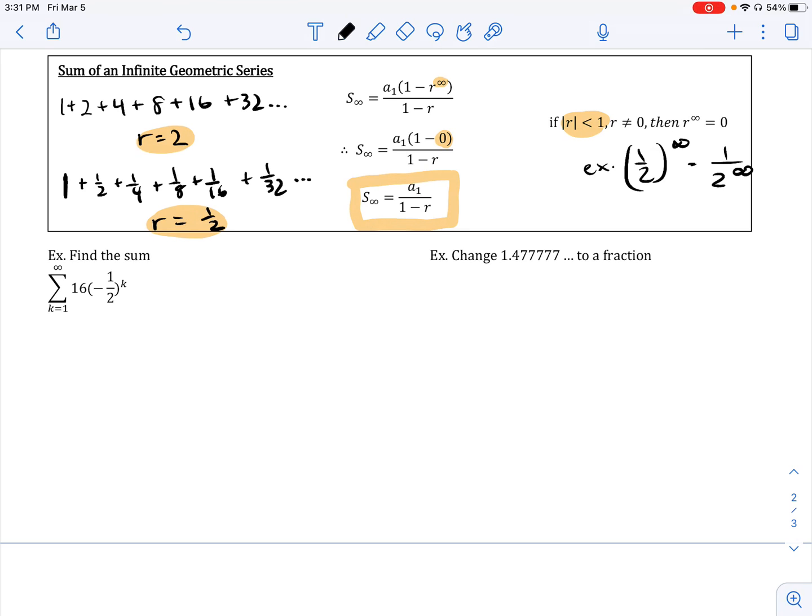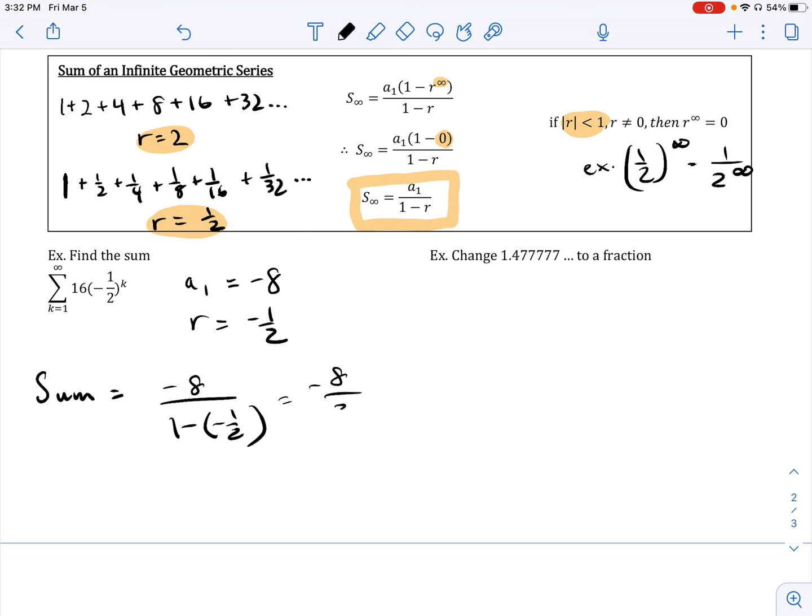So let's go ahead and try the same geometric series that we looked at earlier. Yes, it is the same exact geometric series, but this time let's make it an infinite geometric series and see what the sum of that series is. Well, first off, what is a sub 1? We said earlier that a sub 1 was equal to negative 8. And what did we say our common ratio was? Negative 1/2. So let's find the sum of this series. The sum here would be a sub 1, negative 8, all over 1 minus negative 1/2, which is just negative 8 over 3/2, and all of this is negative 16 over 3.